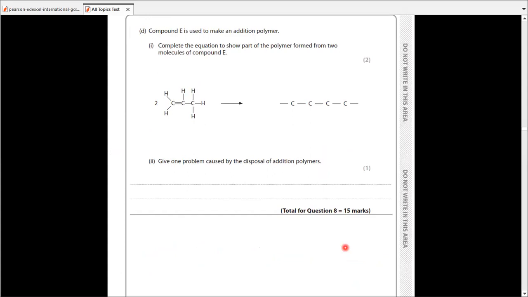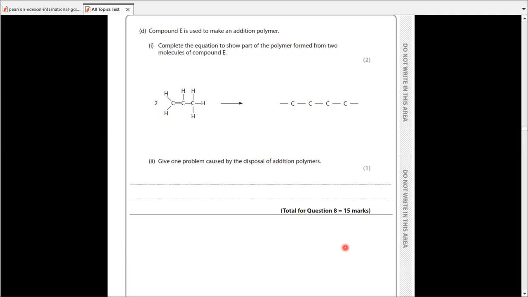Compound E is used to make an addition polymer. Complete the equation to show part of the polymer formed from two molecules of compound E. Give one problem. Oh, that's the first part. Okay. Equation to show. Complete this equation. Okay, so I just need to annotate this. Should I do it on the Zoom screen to show you? Sure, go ahead.